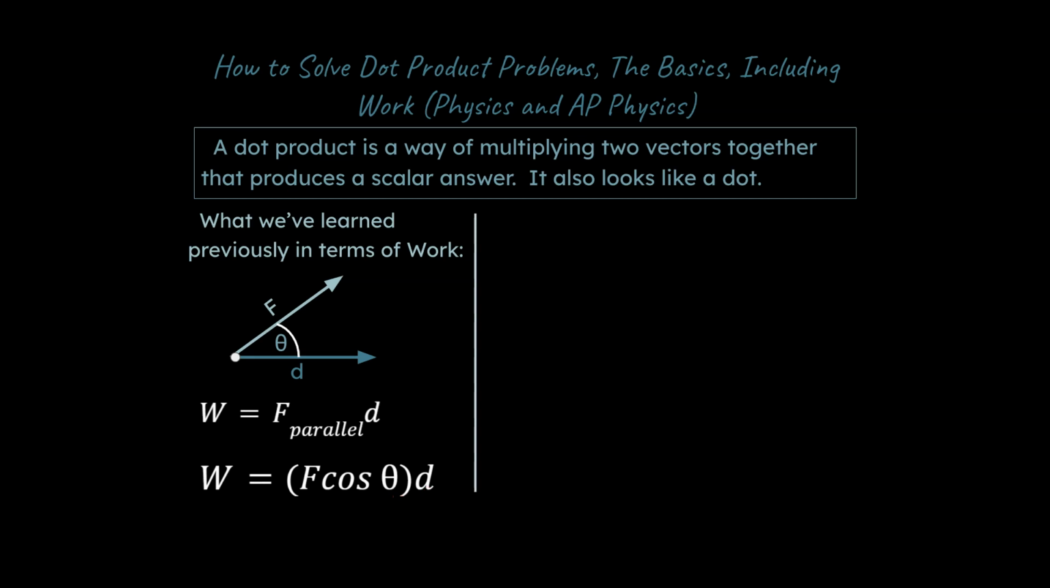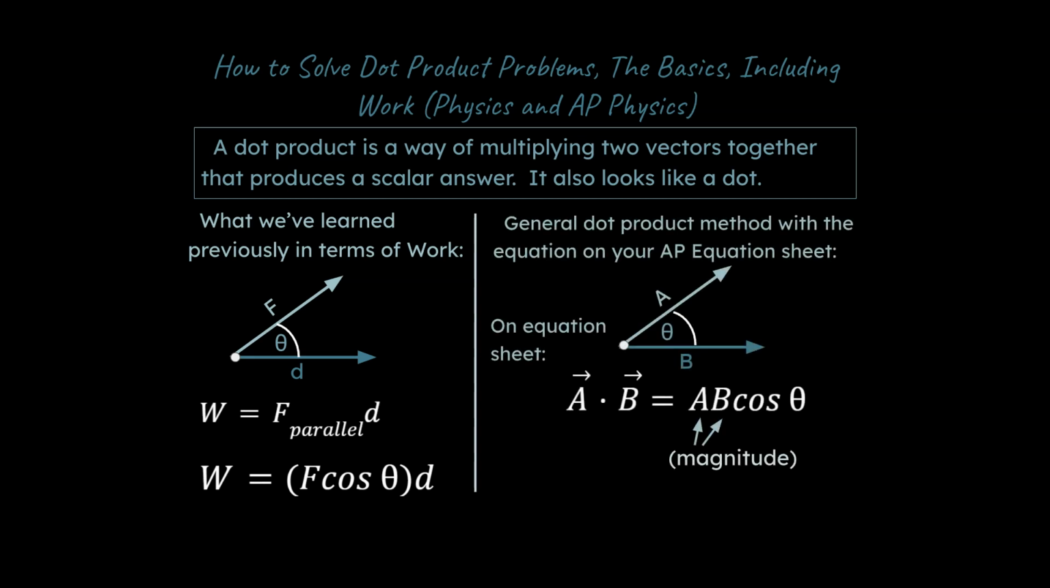And I've talked about that previously in a previous screencast. I'm going to put a link to that in the upper right about now. But today what we're doing is building on that idea for AP Physics classes. And so this is going to be a general dot product method, and this is going to be used for work, but other things besides work as well. So you can use this in other scenarios.